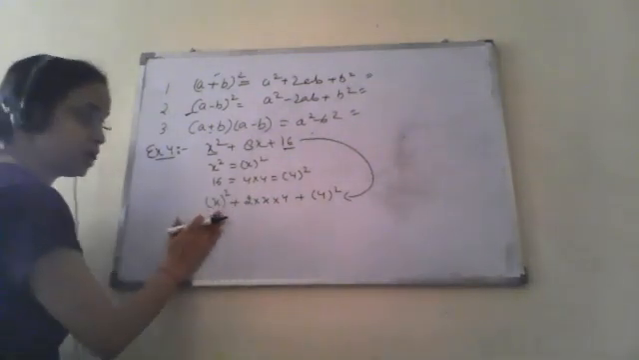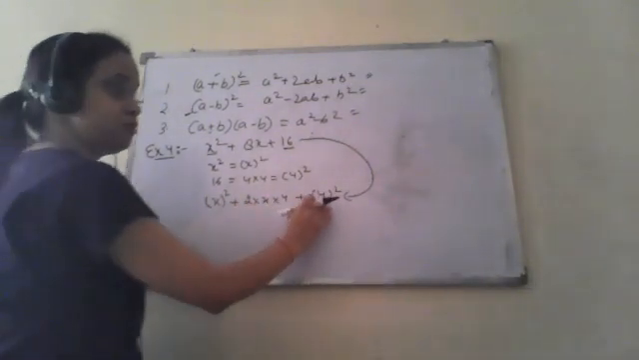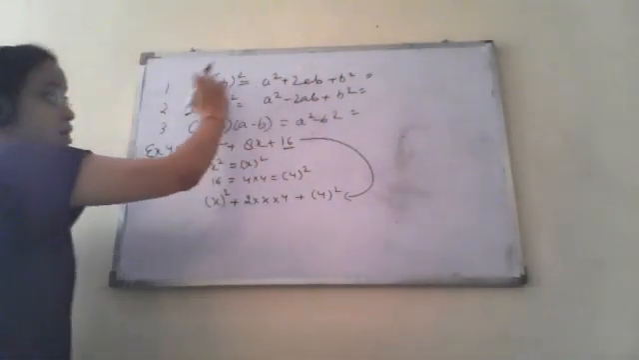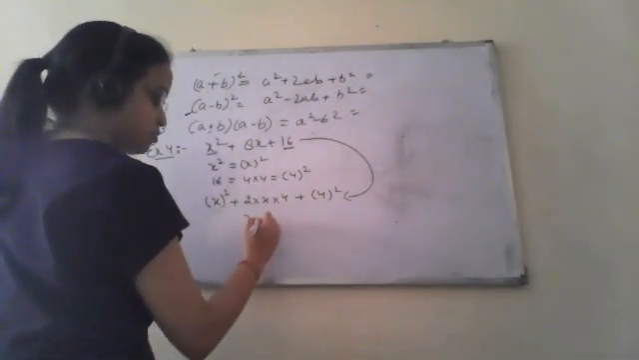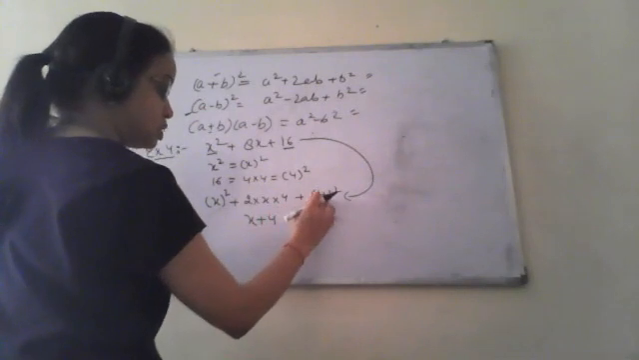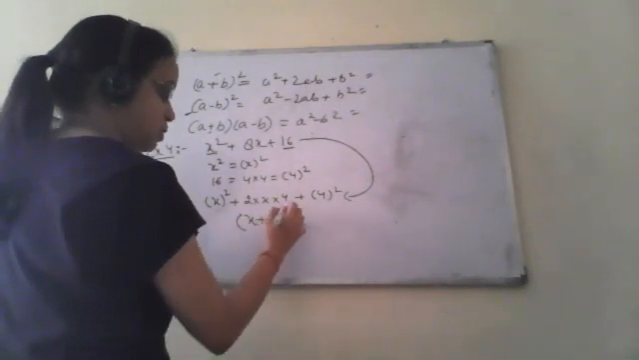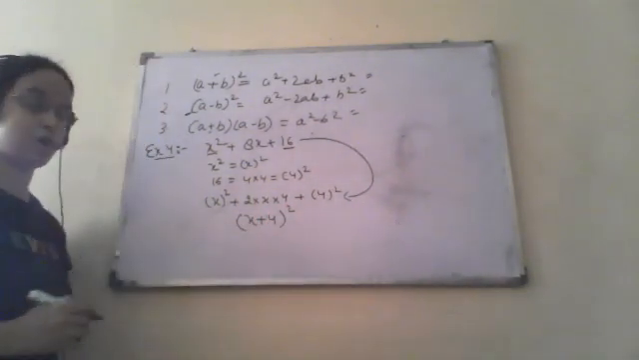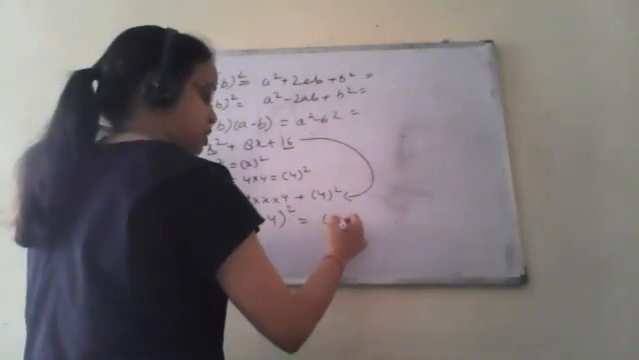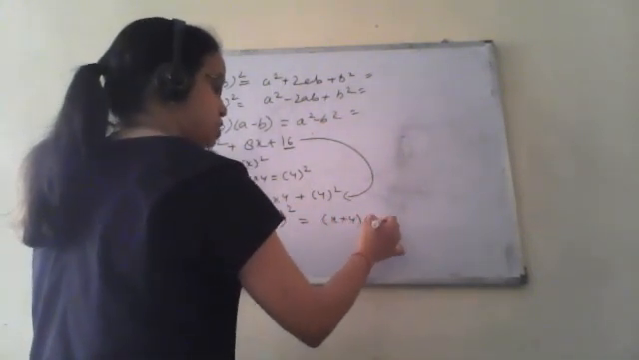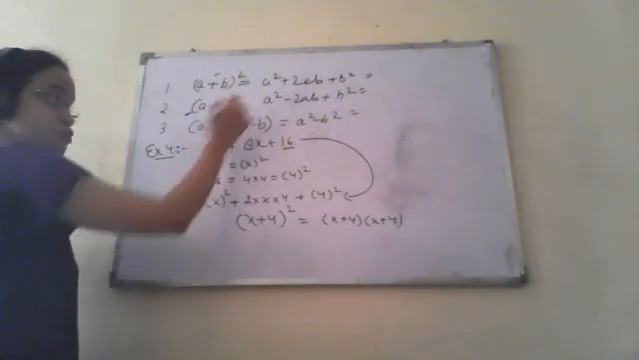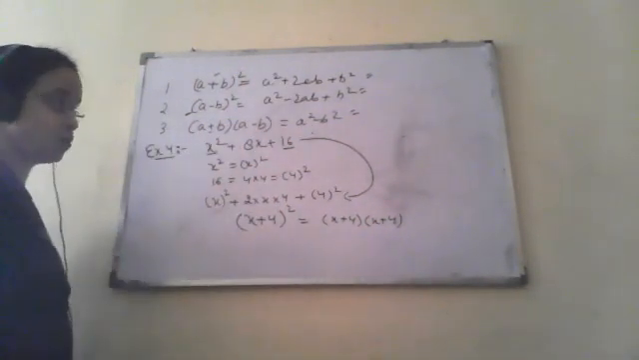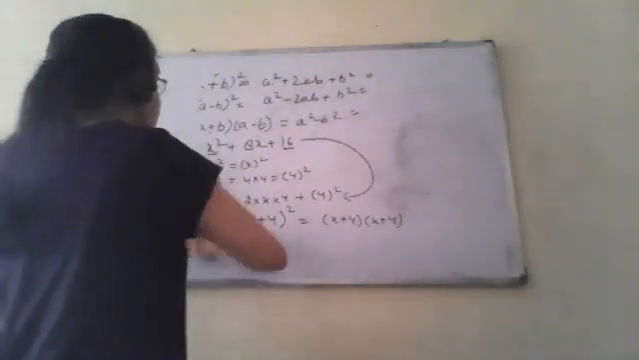Now here we have a square, we have 2ab, and we have b square. So what was it? (a + b) whole square. What was a? This is x, and this was b, 4. So it comes out to be (x + 4) whole square, or we can write (x + 4) into (x + 4). We have to convert the expression into these types of forms. So now the next example.